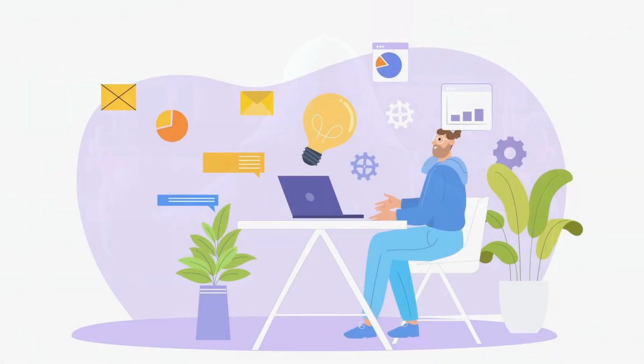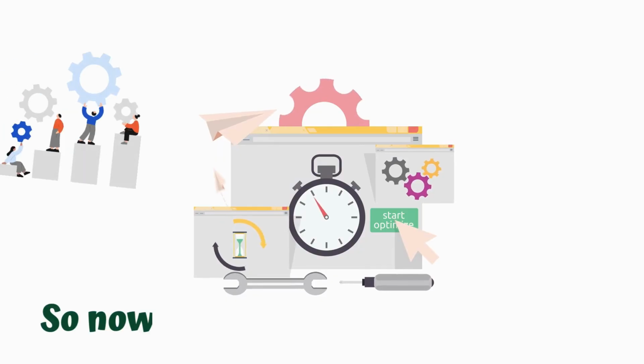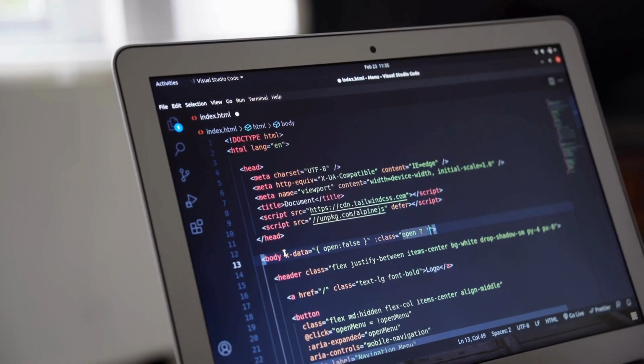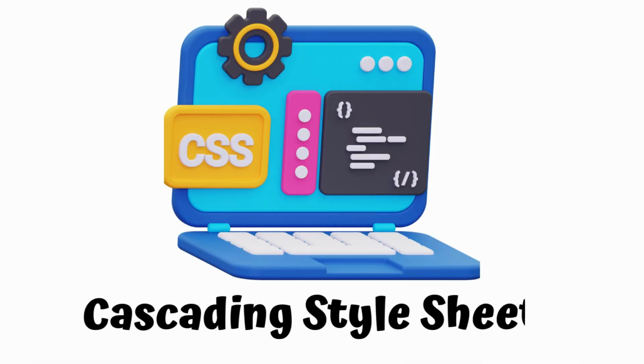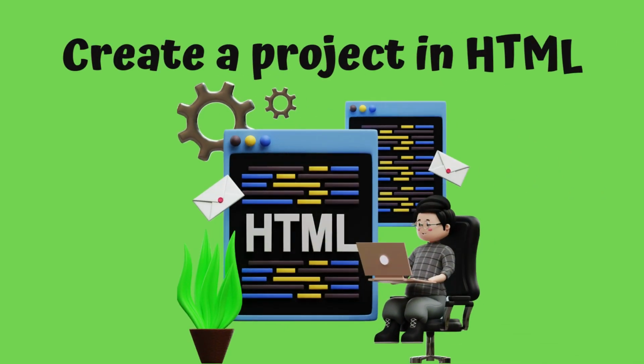So we are almost done with all topics of HTML. Now we'll create a project using all the tags we learned in previous videos, and this project is going to help you be confident about yourself. So now we'll start creating the project, and then at the end of the video we'll learn a little bit about CSS, which stands for cascading style sheets. So now we are going to create a project in HTML.